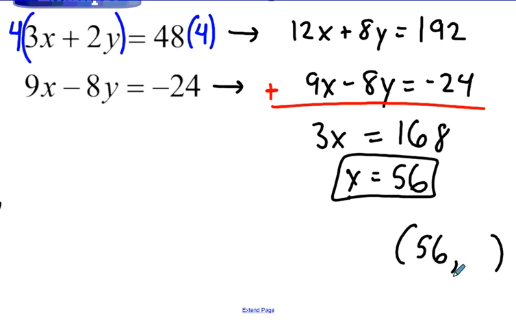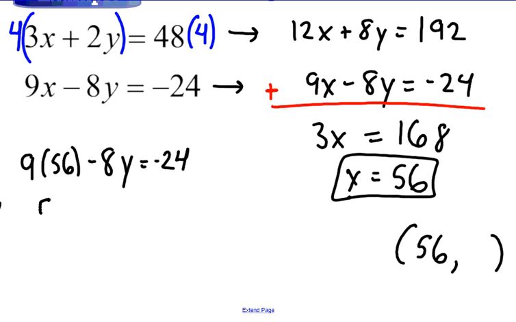To get the y coordinate, I put 56 in for x in either the top equation or the bottom. It doesn't matter. Let's do the bottom. 9 times 56 minus 8y equals -24. 9 times 56 is going to be 504 minus 8y equals -24.